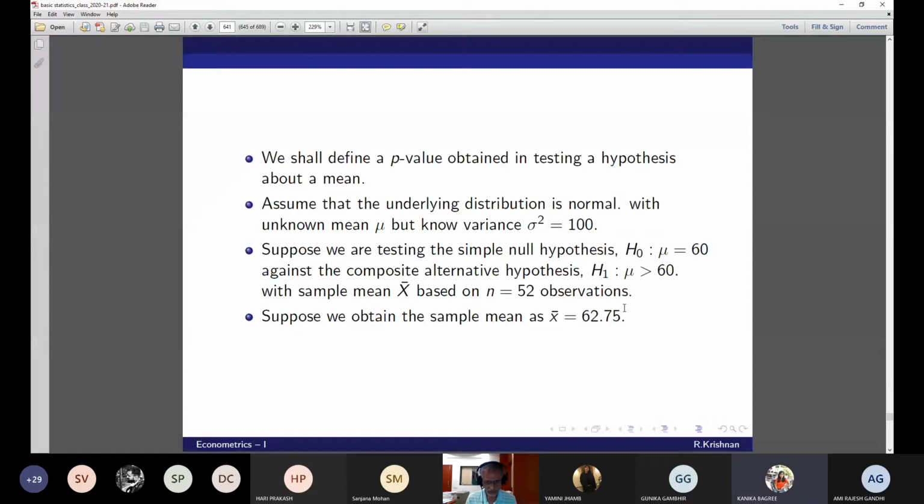So what significance level do we take here? I'll come to that. For now, I'm trying to define a p-value. We shall see it in the next test, because even if I give you 1% or 5%, it's not going to help you. But I'm asking you a very intuitive question. Suppose sample mean is 60.75. As a lay person, would you take it as 60?